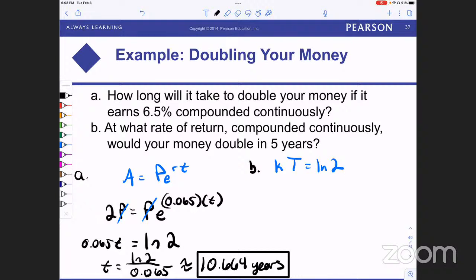If we want to solve for the rate of return, in this case, I'm just calling it K, the K is our rate of return. But now we have 5 years. Then our rate is going to be the natural log of 2 divided by 5.